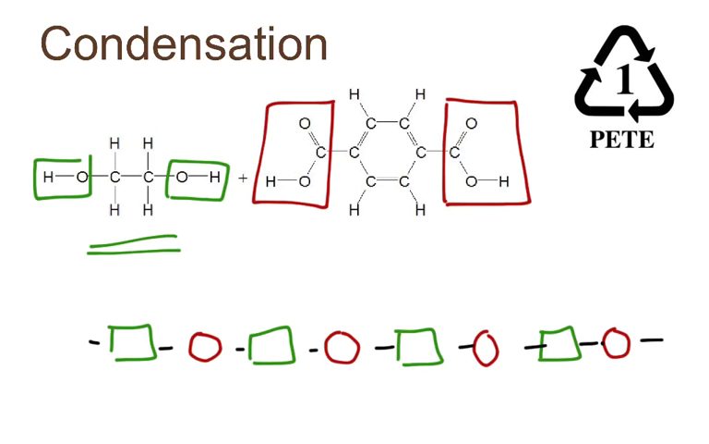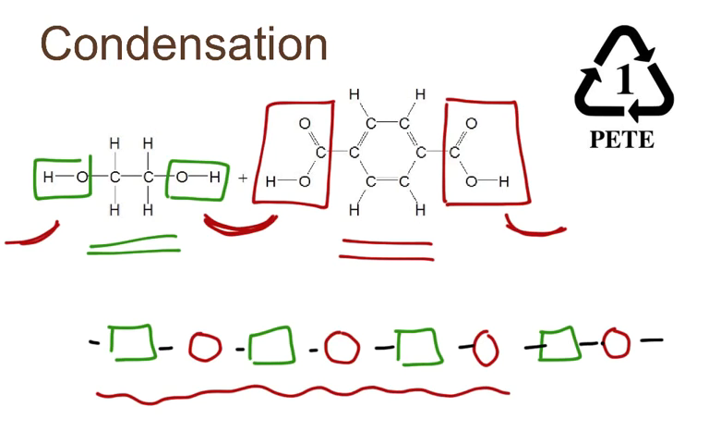So what's so special is this molecule here has two places that it can combine, and our ethylene glycol also has two places. So these two can combine and form a water, and then this could combine with another molecule, this could combine with another molecule, and we could end up getting a long chain, and that would be a polymer.